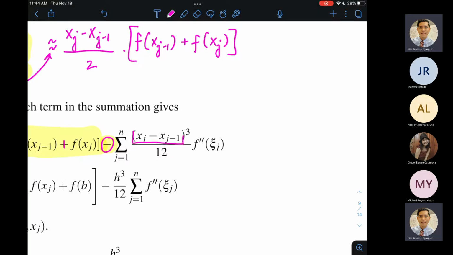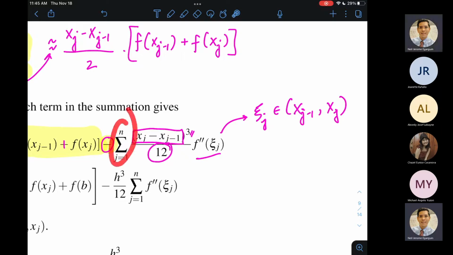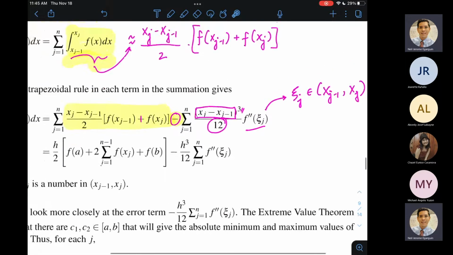Tapos, ito yung length ng bawat subinterval, x sub j minus x sub j minus 1. Yung sa na-derive nating formula, naka-cube siya, all over 12 times f double prime of c sub j. Yung c sub j ay isang unknown number on the interval x sub j minus 1 until x sub j. Alright? So sa bawat subinterval, ito yung error term. So para makuha natin yung error term doon sa buong interval AB, isa-sum ko lang yung mga errors sa bawat subintervals, and hence we get that summation in front. Okay? So I hope that's good so far.